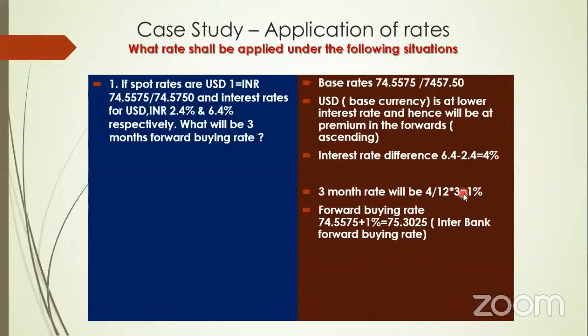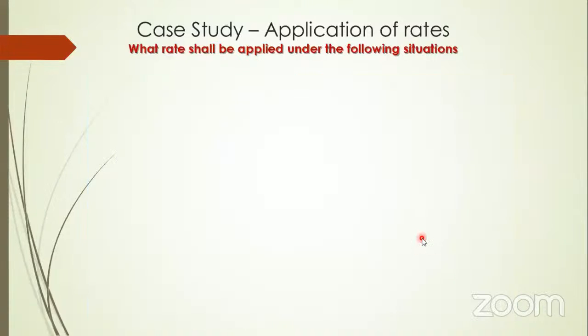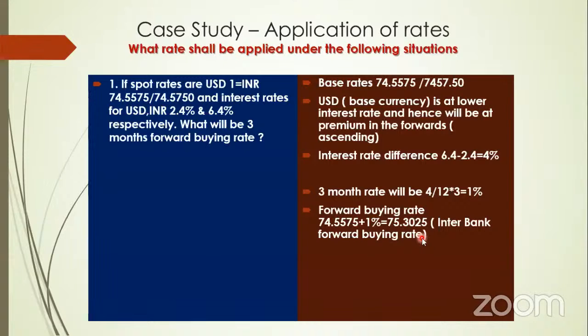9 months means 3%. In this given example, just add 1%, you will get 75.30, 25. Check up. This is the final answer. So the final answer is... how many of you understood? Okay, because this is the base for forward rates calculation, repeatedly being asked in CAIIB.